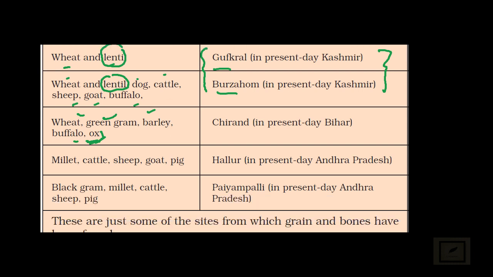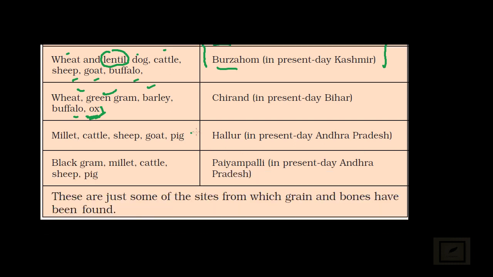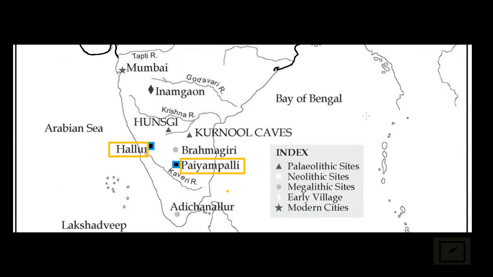Similarly, Hallur and Paiyampalli in southern India, Hallur in Andhra Pradesh and Paiyampalli again in Andhra Pradesh, are the places where we have found the unique things millet and black gram, and also cattle, sheep, goat, and pig, which were quite common all over India. And here is the place, Hallur and Paiyampalli. It's nearby the southern areas.